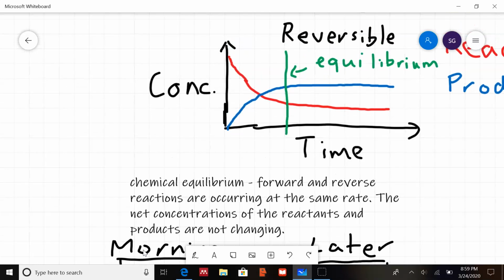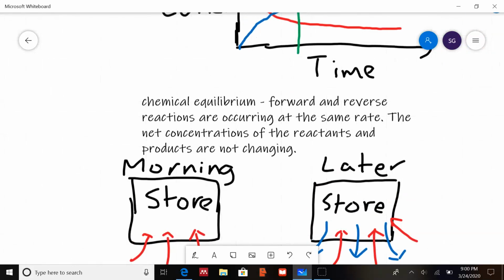The reason that the concentrations are staying the same when equilibrium is reached is not because the reaction has come to a stop, but just because both processes, the forward process and the reverse process, are occurring at the same rate. So for every reactant molecule that's being used up, another one is being produced. For every product molecule that's being produced, another one is being used up in the reverse reaction. So that is the concept of chemical equilibrium.